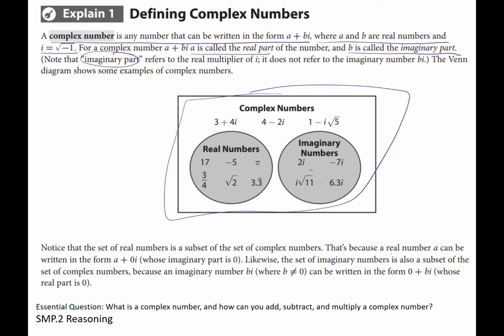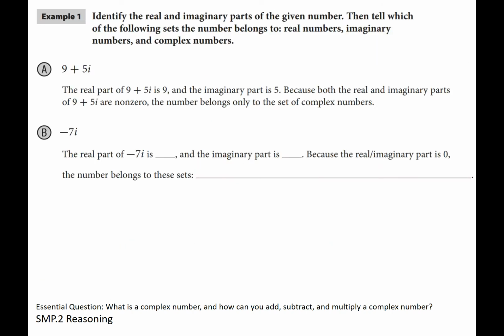This right here, that's because the real number a is part of the complex numbers, because we can always have a 0 in front of the i. Same thing with the imaginary numbers. You can always write it as 0 plus bi, so it always has both parts to it. Okay. All right, so identify the real and imaginary parts of a given number, then tell which of the following sets of numbers belongs to: real numbers, imaginary numbers, and complex. Big hint, they should all belong to that, right?